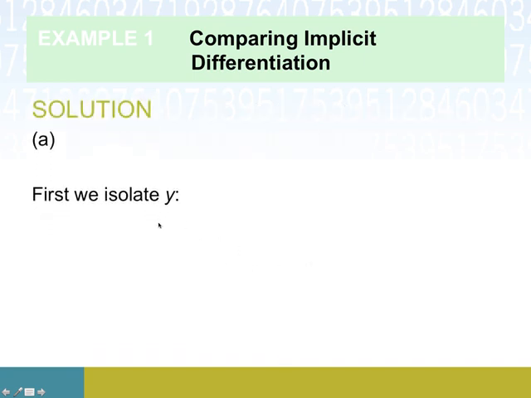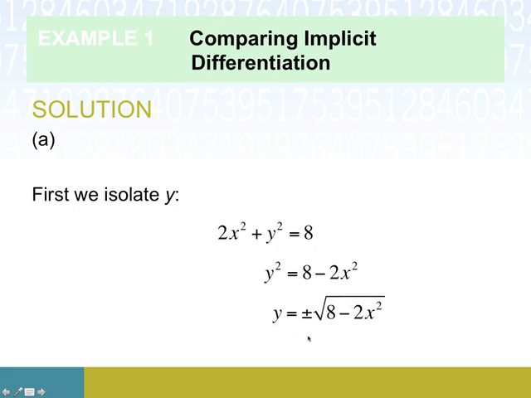Okay, so strategy one, we're going to get y by itself first. So here's our equation for the ellipse. We're going to subtract 2x squared to the other side, and then take the square root. And as usual, whenever we introduce a new square root to our equation, we're going to get two possibilities, either the positive or the negative version of this answer.